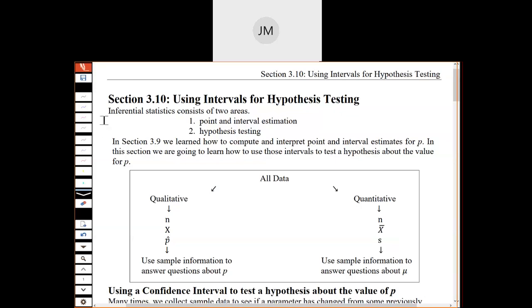Okay, so here's section 3.10 on hypothesis testing. So what we need to do at the beginning is to make sure that we understand the data that we're working with.